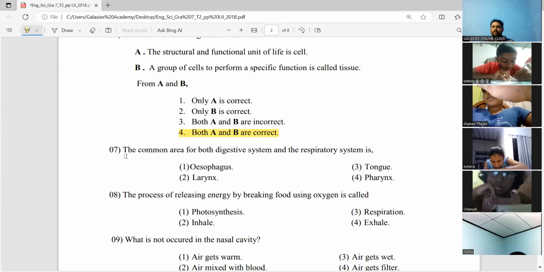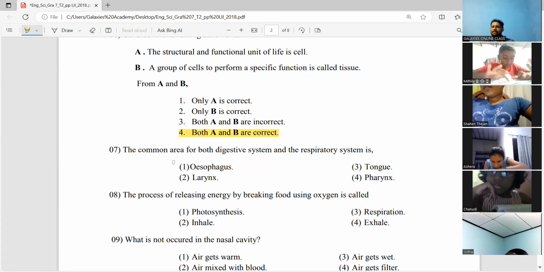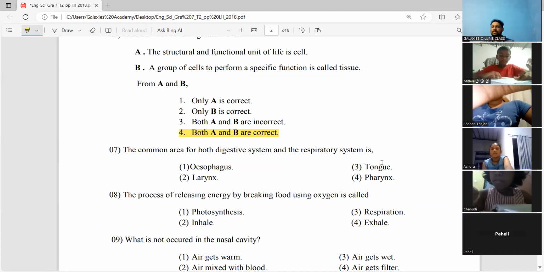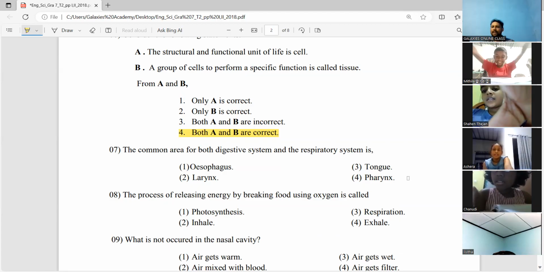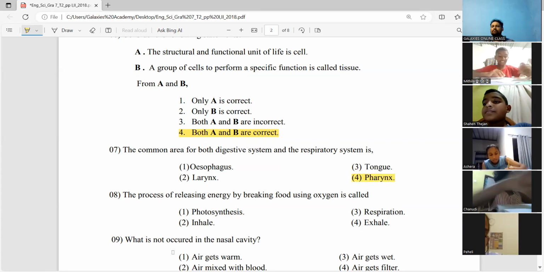Number 7: look at the common area for both the digestive system and the respiratory system. What is the common part? Esophagus, tongue, larynx, pharynx. Pharynx, no? The fourth answer.